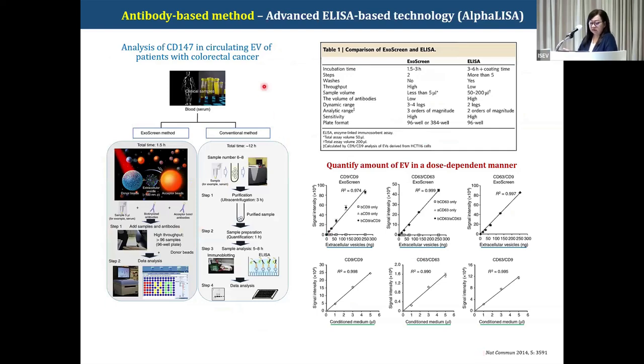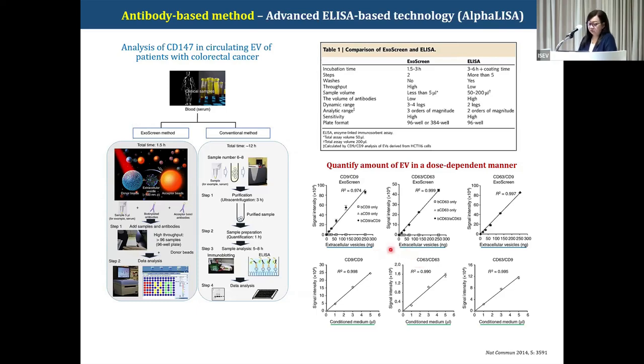This study was actually conducted by Takahiro's group, who is in the audience here. Their group demonstrated and compared the performance of AlphaLyser with the conventional ELISA in detecting CD147 positive EVs in patients with colorectal cancer. Before testing this system on serum, AlphaLyser, using beads conjugated with different combinations of antibodies against CD63 and CD9, was tested on isolated EVs.